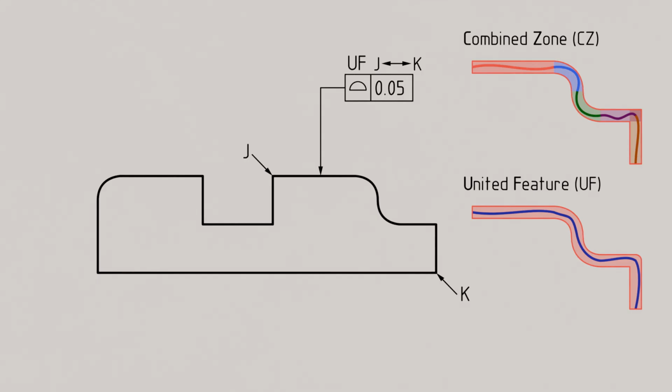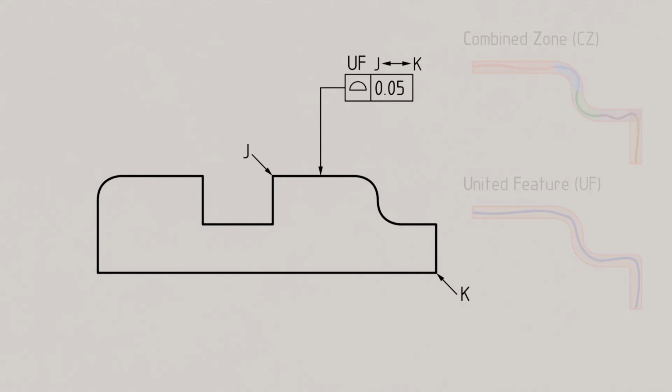The modifiers also differ in how the part's form is inspected. When using the CZ modifier for a combined tolerance zone, the form of each individual tolerance zone must still be checked separately and documented accordingly. In contrast, when using the UF modifier as a united geometry element, the entire tolerance zone is inspected as a whole and documented only once.